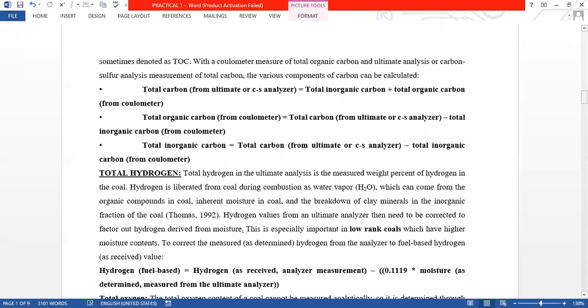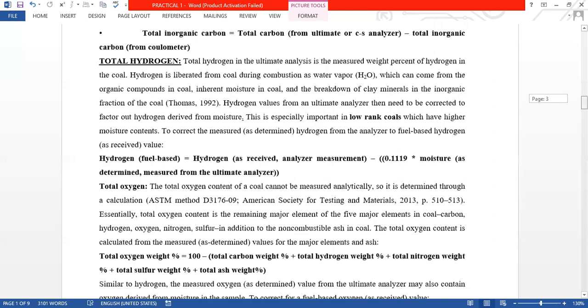This is the formula: total carbon is equal to total organic carbon plus total inorganic carbon, where the organic carbon comes from the colorimeter. These two are the further calculations through which we can determine the total carbon in the coal.